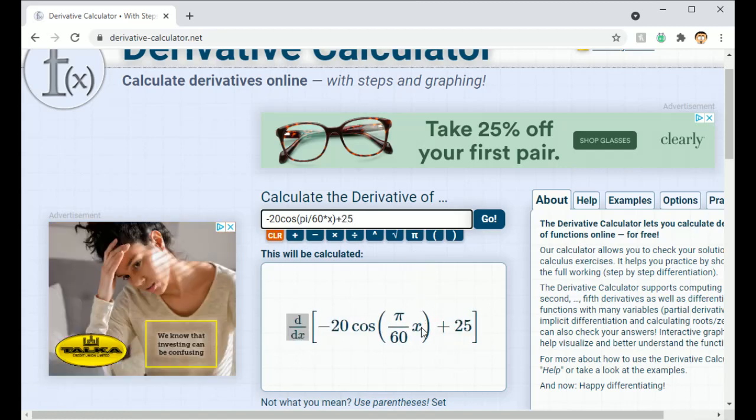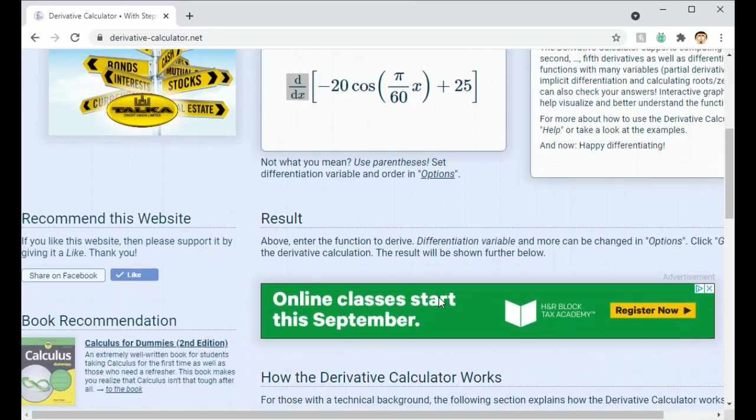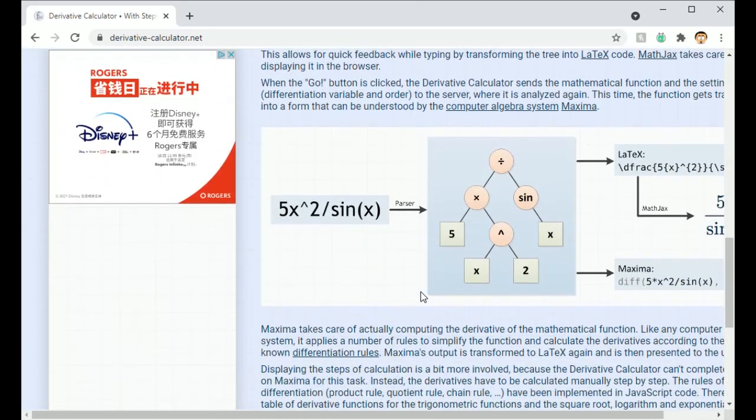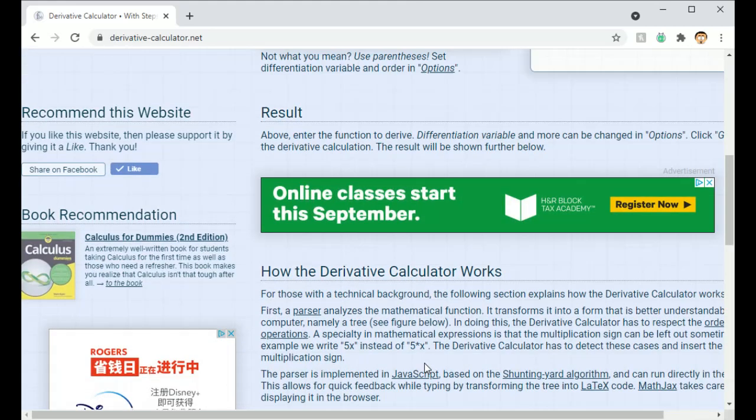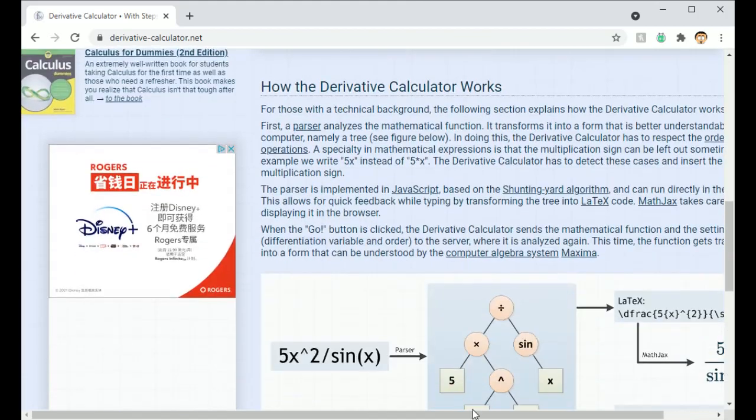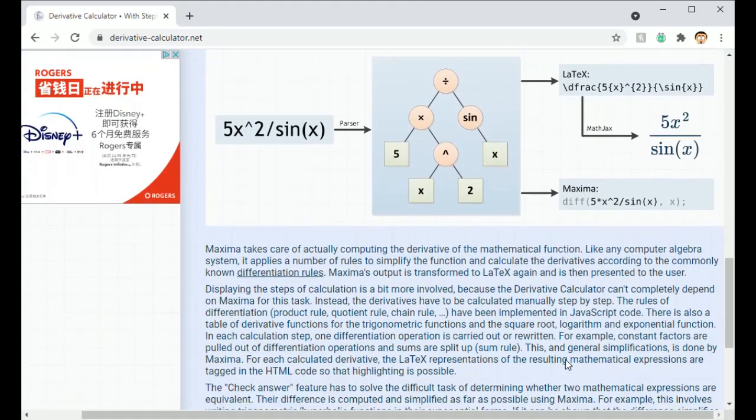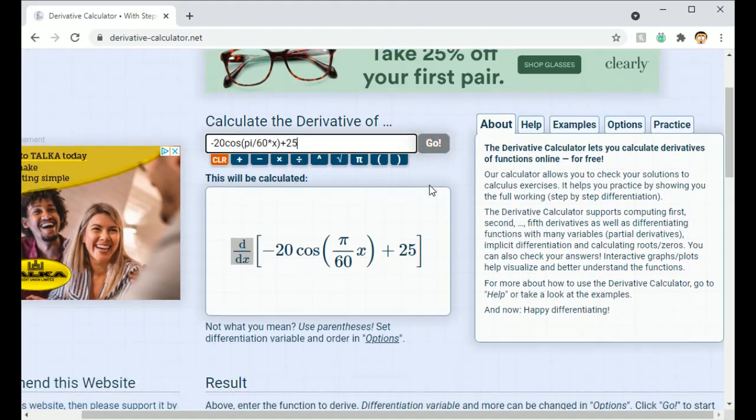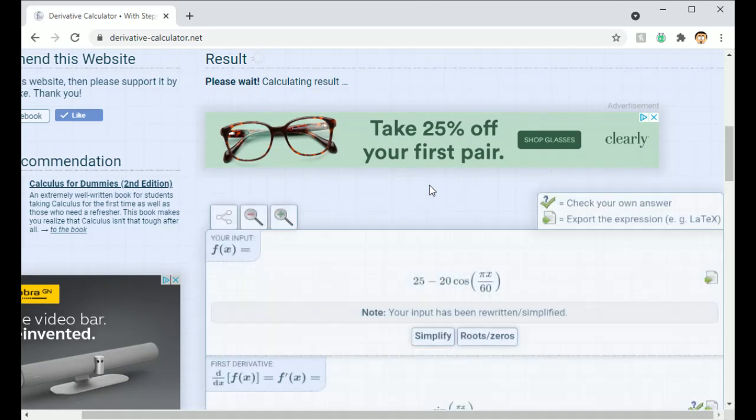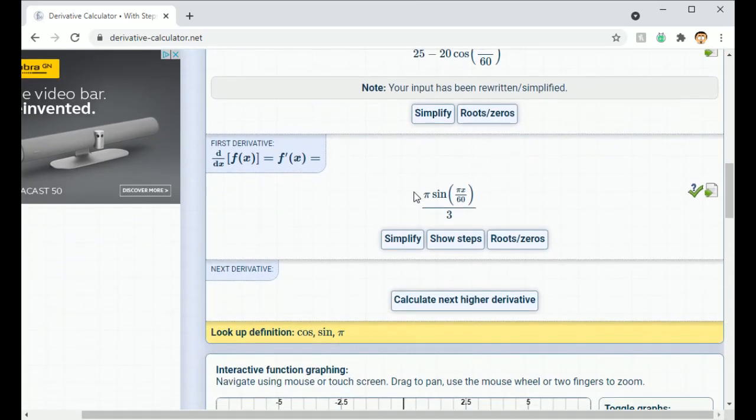So there's the equation that we had, and if I scroll down just a little bit, it explains what it did, but it's actually easier than that. Where's my answer? Okay, if I scroll down here. Okay, it says this is the derivative. Other than the fact that it's written a little bit differently, that's pi over 3 sine pi over 60x.